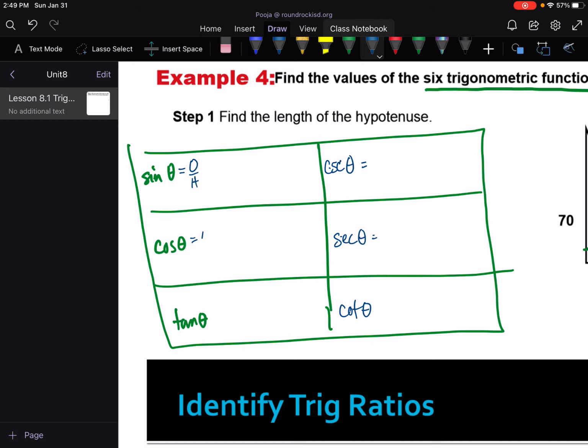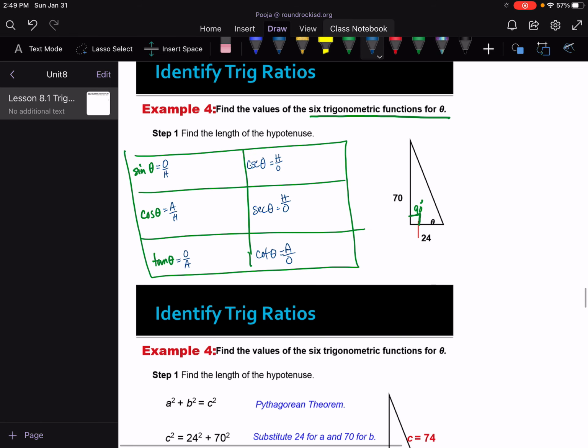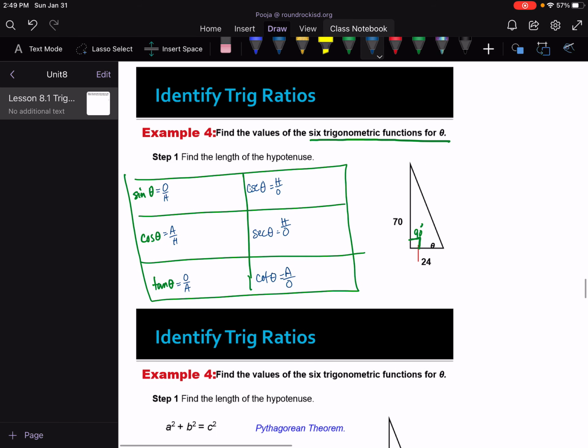Opposite over hypotenuse, adjacent over hypotenuse, opposite over adjacent, and these 3 are basically flipped, right? They're reciprocals. So we flip them: hypotenuse over opposite, hypotenuse over adjacent, and adjacent over opposite. So let's first find the sine, cosine, tangent, and then we can flip-flop from there.